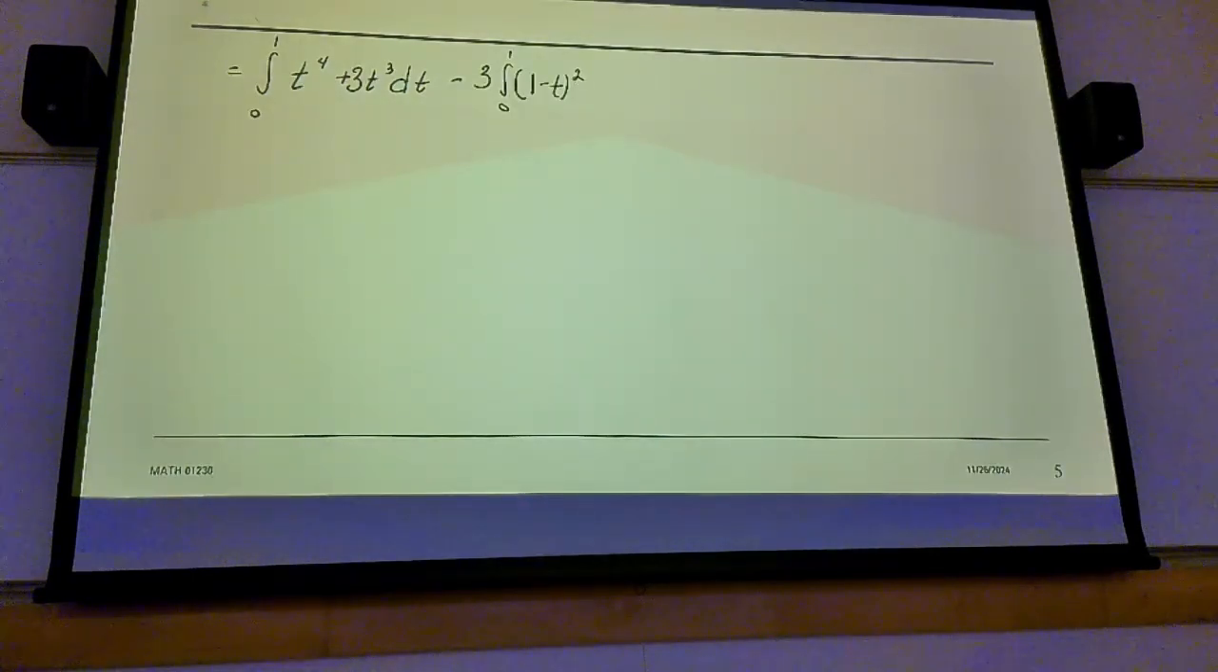Now evaluate it. Minus, minus t quantity cubed from 0 to 1. Just -1. -120.